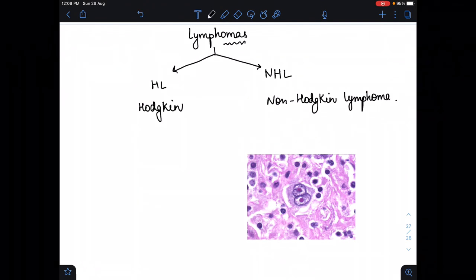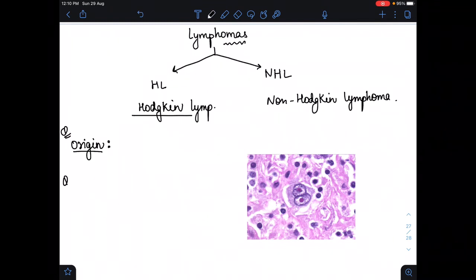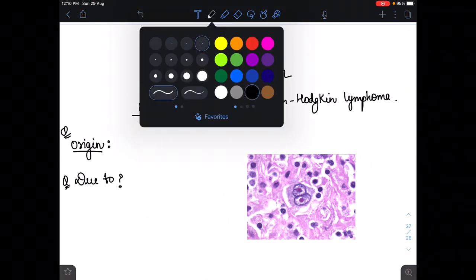First in this video I'm going to explain about the Hodgkin lymphoma. In the Hodgkin lymphoma, first we need to know the origin, that is, what is the origin of Hodgkin lymphoma. This is our first question. Second question, why will Hodgkin lymphoma occur, that is, what is the cause of Hodgkin lymphoma.